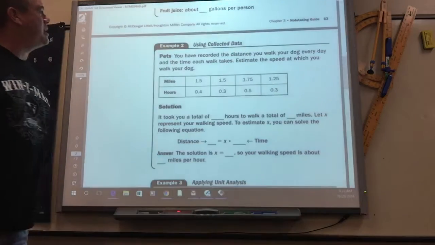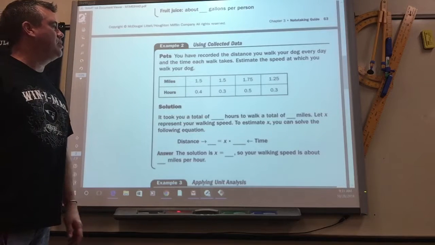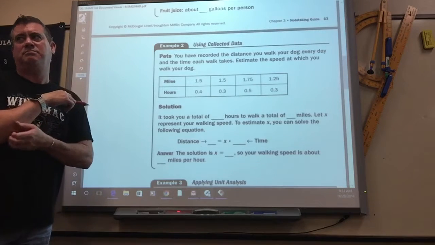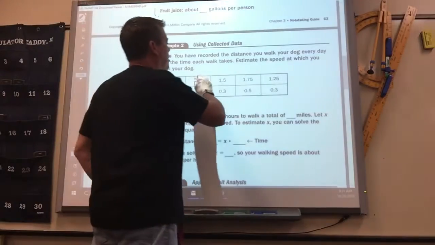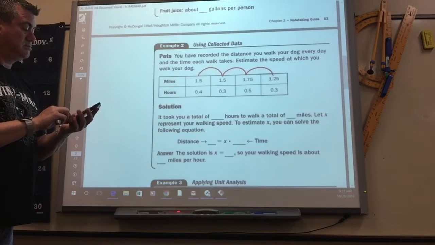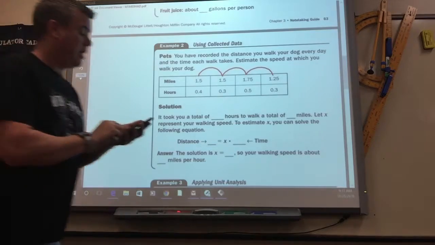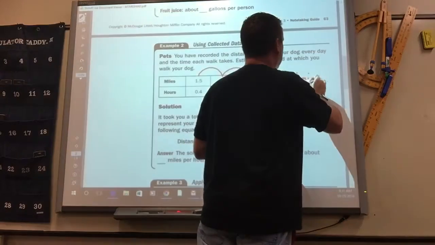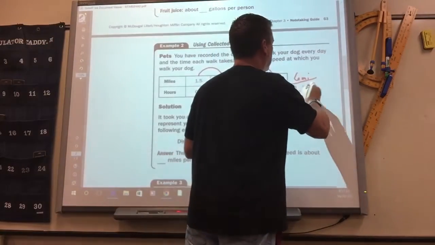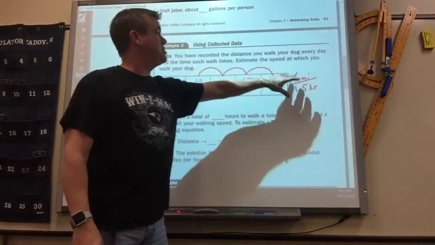This is the distance you walk your dog every day and the time it takes. Estimate the speed at which you walk your dog. So what you could do is you could find the average, right? Or you could just add all these up. If you add those up, so that's a total of 6 miles in 1.5 hours. Okay? I just added that up.